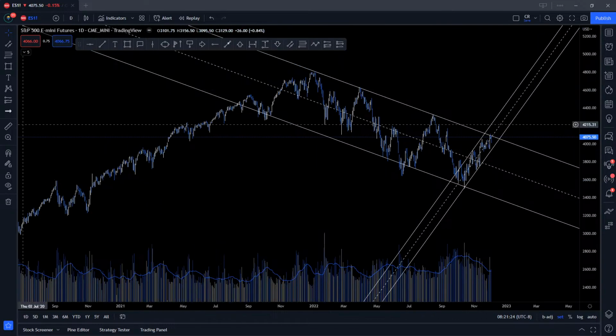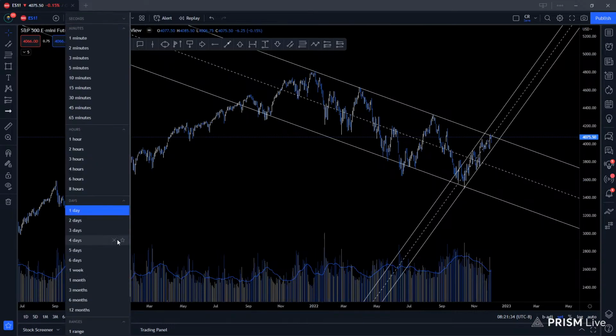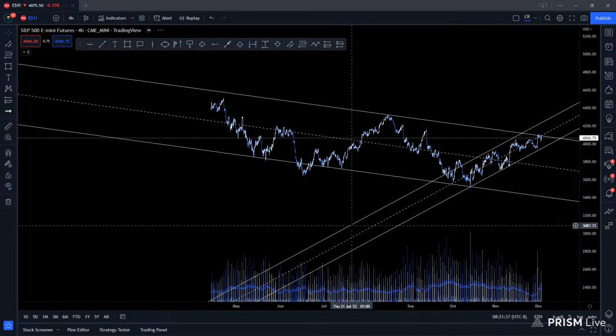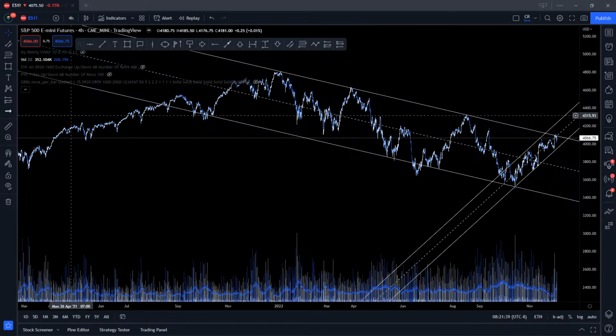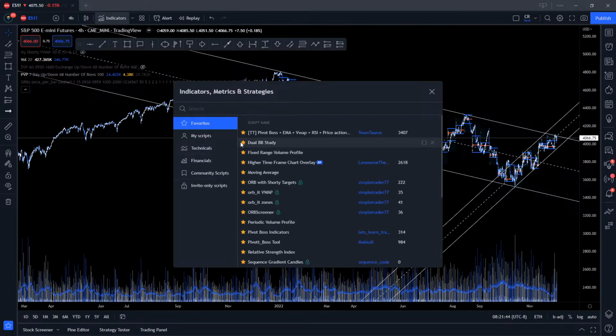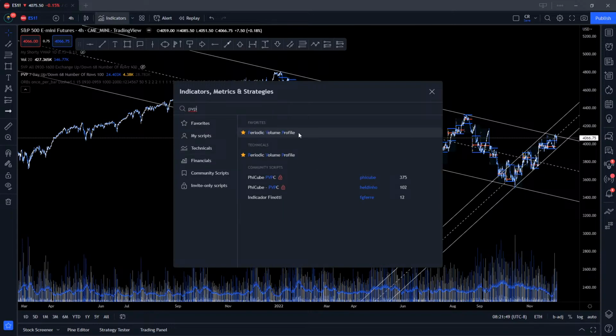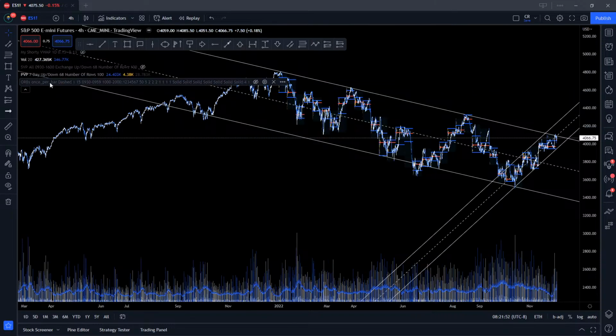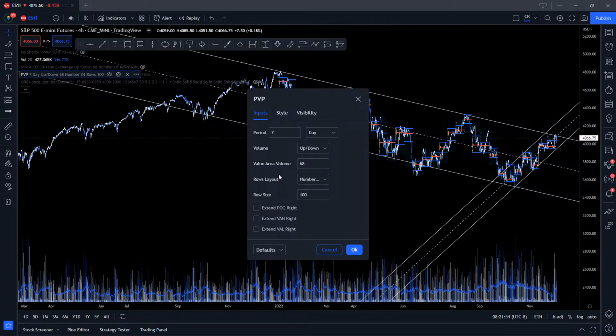But this is just looking at the bigger picture. Then with volume profile, I generally always start on the 4 hour, and I will go to PVP, and I'll show the indicators just for people. So PVP, periodic volume profile. With PVP, I'll go over my settings as well. Value area, we do 68. Row size, we do 100.